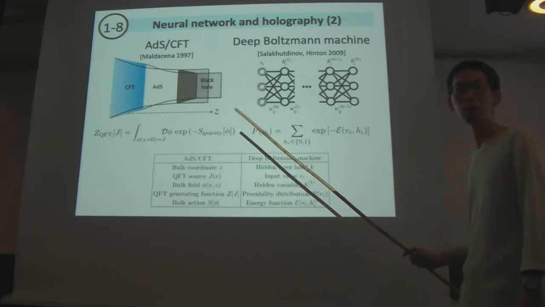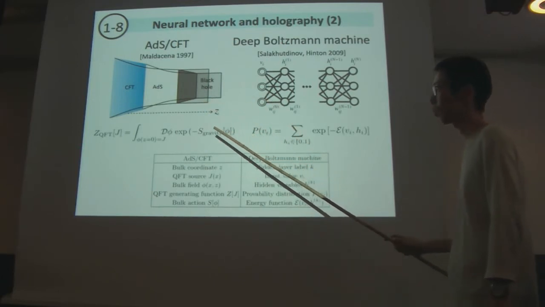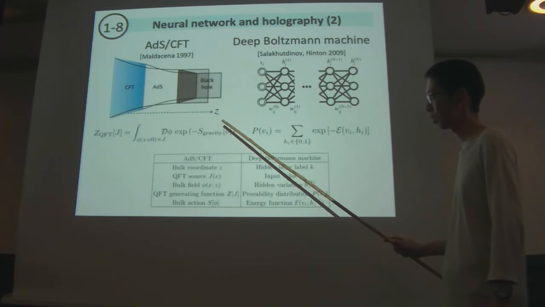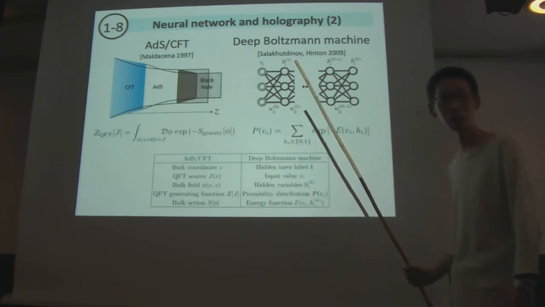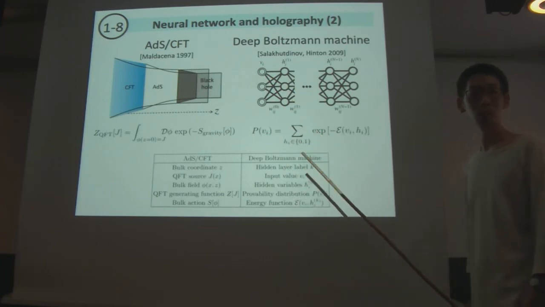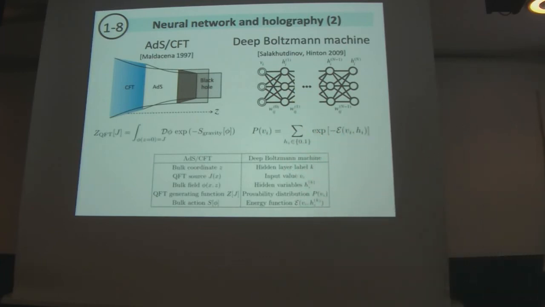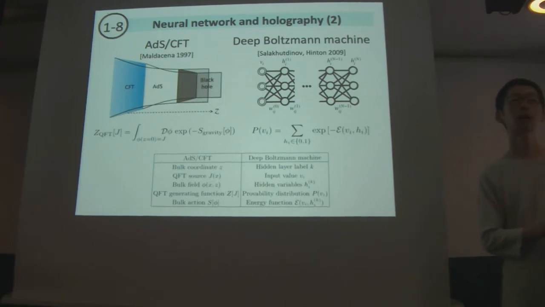So in holography, it's often the case that you solve this bulk path integration classically. Right? So as he's hinting, what you want to do is to have the partition function as a contraction of the neural network.